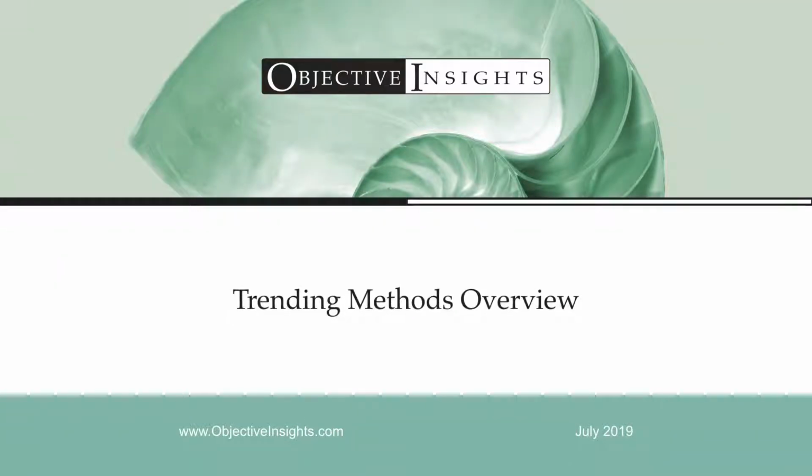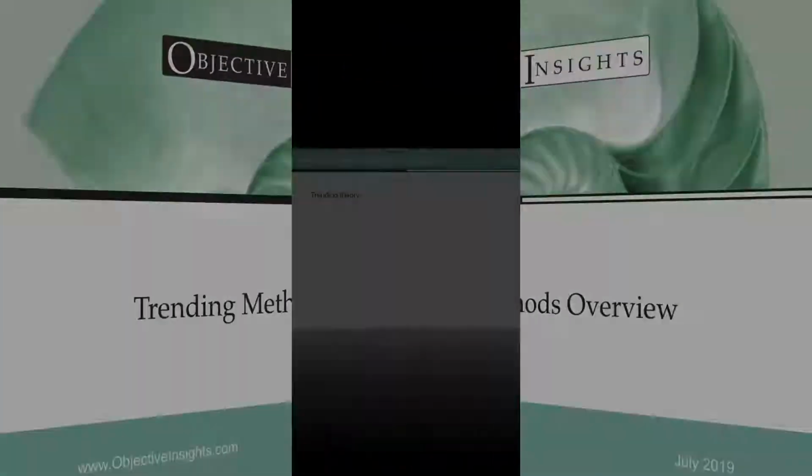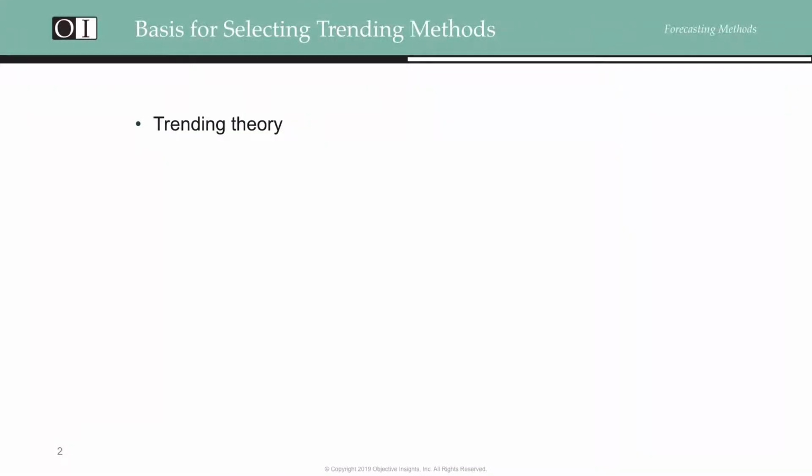This section is called an overview of trending methods. So there are a number of different trending methods that forecasters can use to create their trends. The key ones that we think are useful have been coded into the OI prediction engine, which is the source of a different tutorial. This tutorial will actually explain the trending methods in a little bit more detail and talk about how to pick or choose between them.